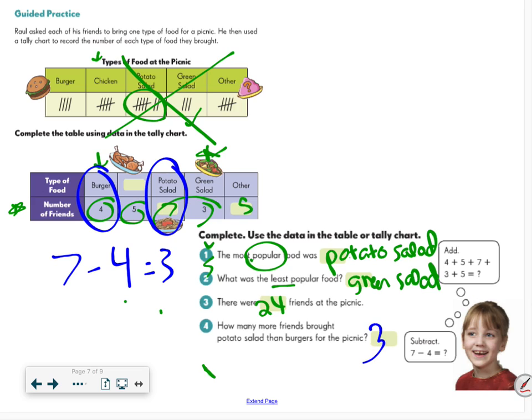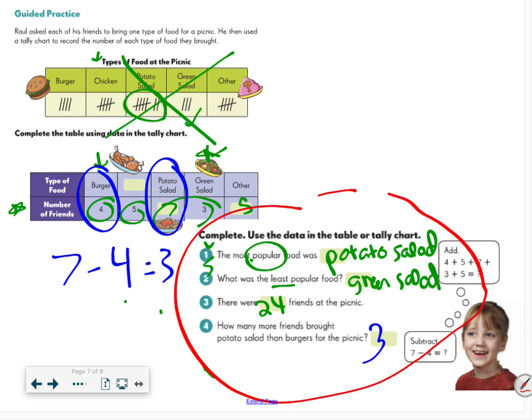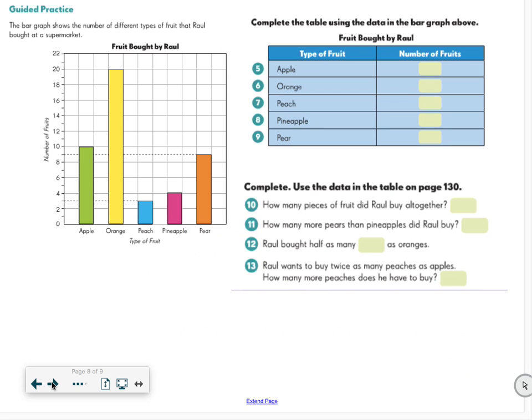So these questions prove that I am interpreting the data because I can answer questions based on the data, proving that I understand what is in the table. Okay, last thing is, he then wants to make a bar graph, which obviously this is a bar graph because it has bars, that shows the different types of fruit that Raul bought at a supermarket, okay?